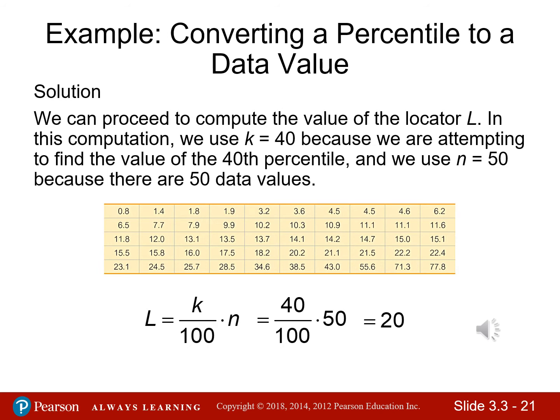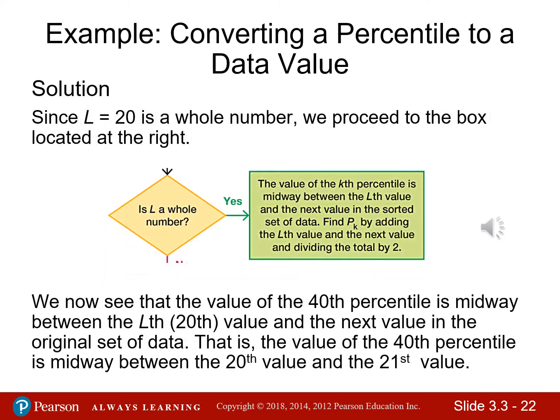Let's plug those into our L formula and calculate L. So we get 40 over 100 multiplied by 50, which gives us a value of 20 for L. The locator L gives us the position, but since L is a whole number, according to our steps in finding a percentile, we will need to find the middle value between the 20th value and the 21st value.